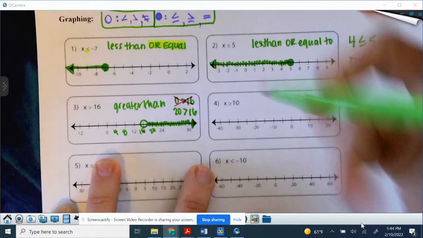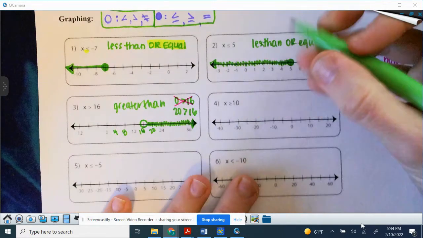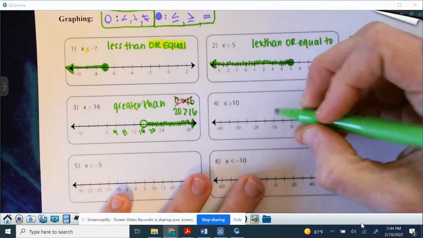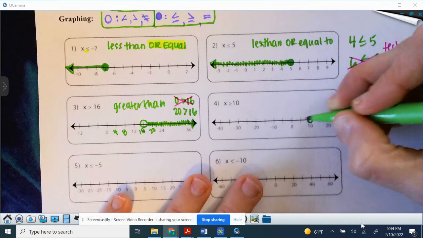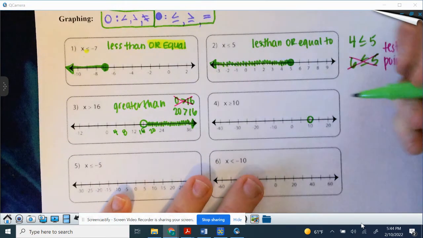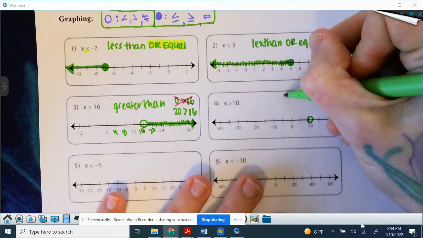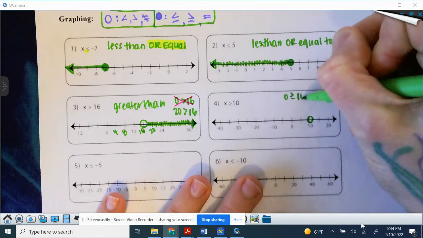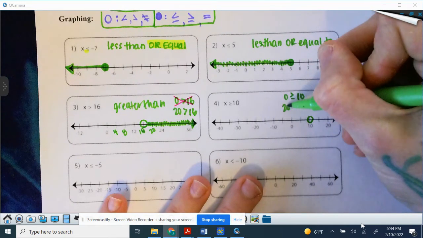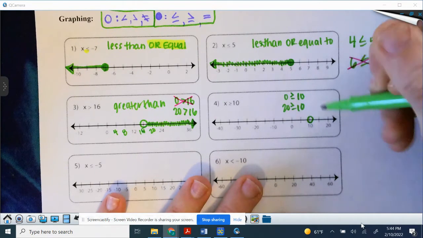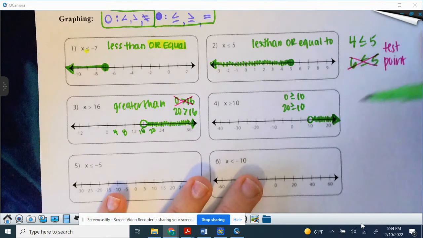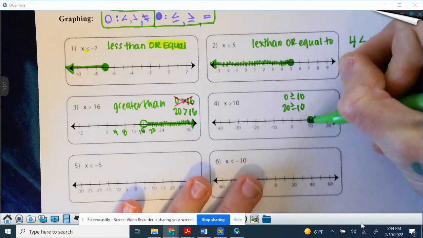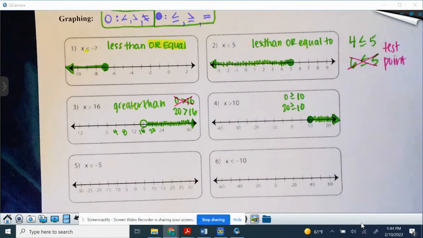So number 4, I have x is greater than or equal to positive 10. So I'm going to go to my positive 10. It looks like this guy's counting by 5s: 5, 10, 15, 20. Yep. And so your test point, if I wanted to try 0, is 0 greater than or equal to 10? No. Is 20 greater than or equal to 10? Yes. So we know we're going to shade to the right, and I just said greater than or equal to, so we want to shade in that circle. Make sure it's solid. Solid circle.